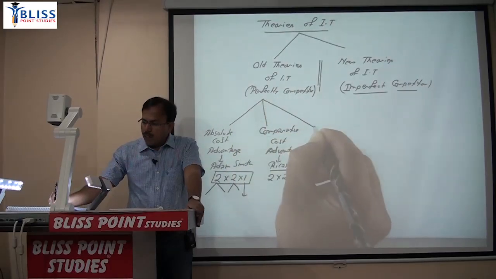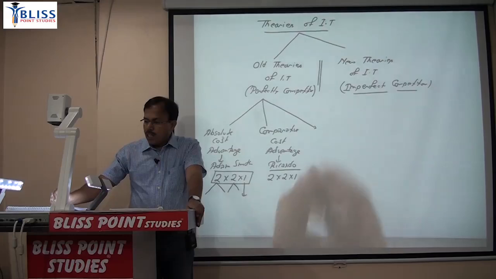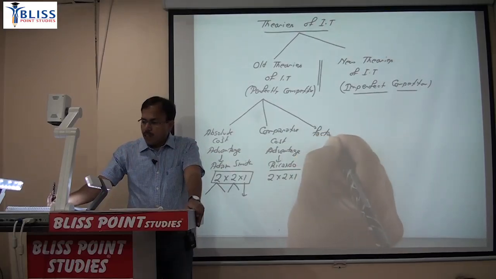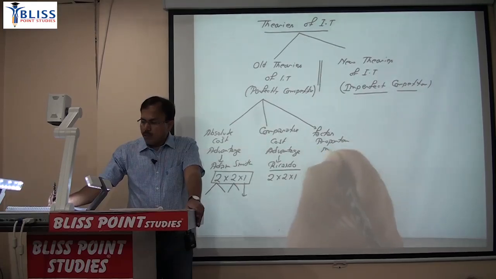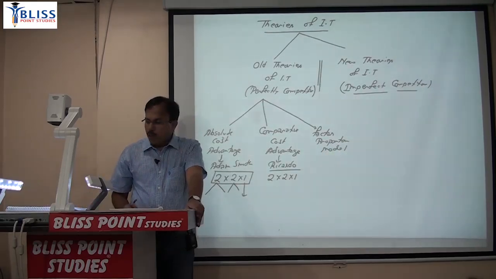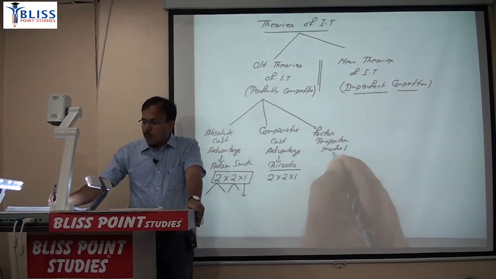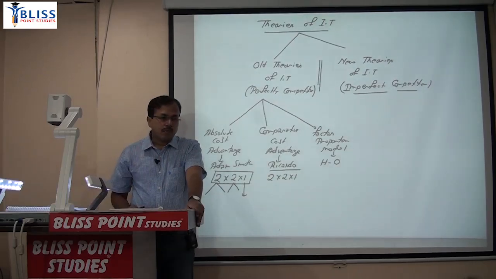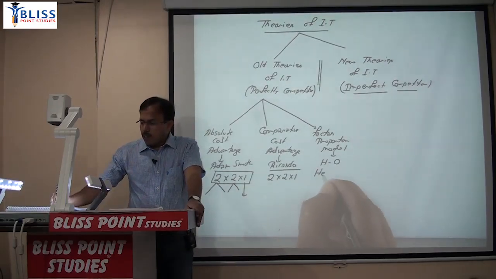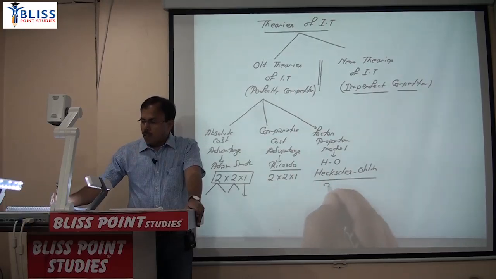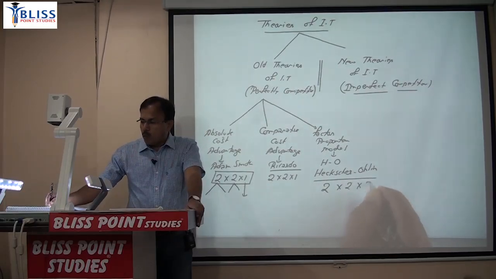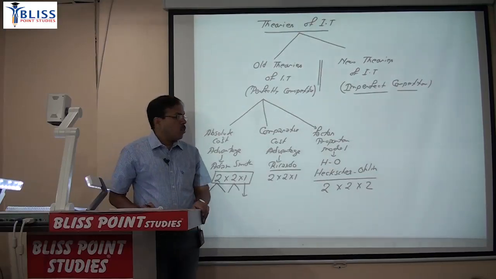Then you will extend that concept to explain the factor proportion model. That factor proportion model is popularly referred to as the HO model, the Heckscher-Ohlin model. But the difference will be that it will be a 2 by 2 by 2 model.